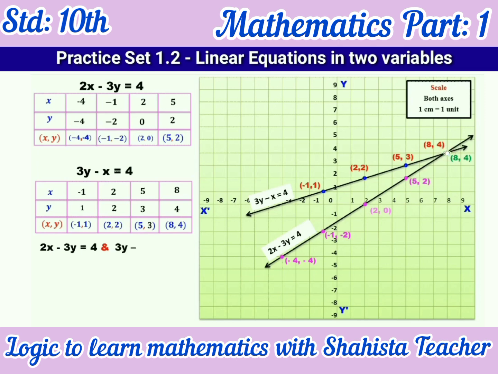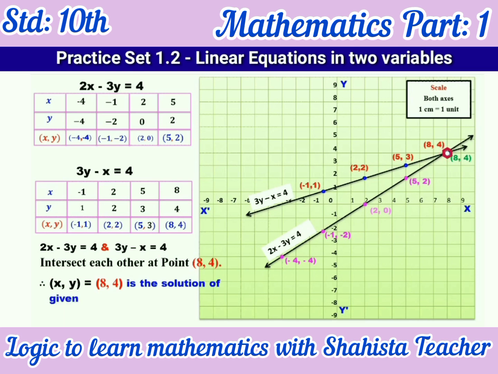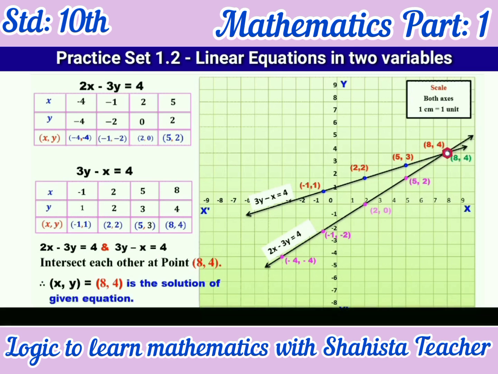So 2x minus 3y is equal to 4 and 3y minus x is equal to 4 intersect each other at the point 8 comma 4. Okay, so therefore x comma y is equal to 8 comma 4 is the solution of the given equations, because this is the intersection point. So simple and easy to solve all these sums.